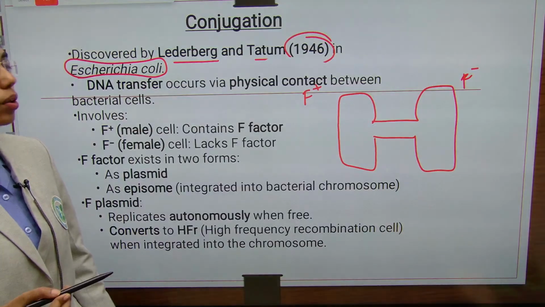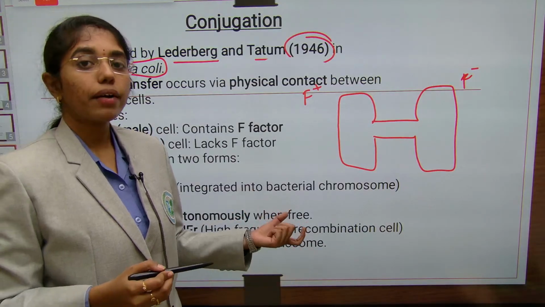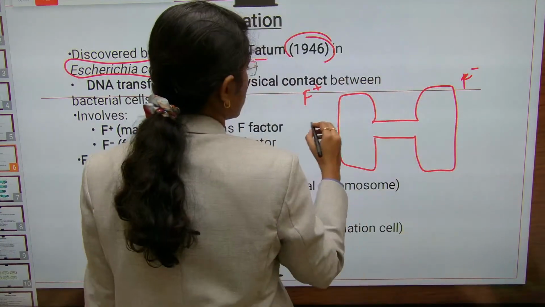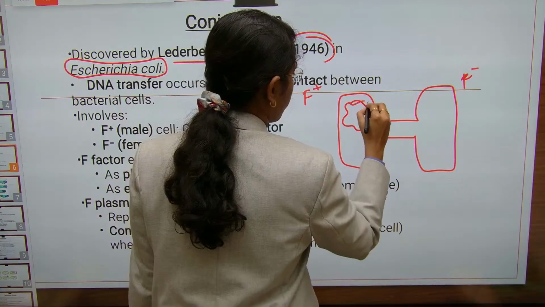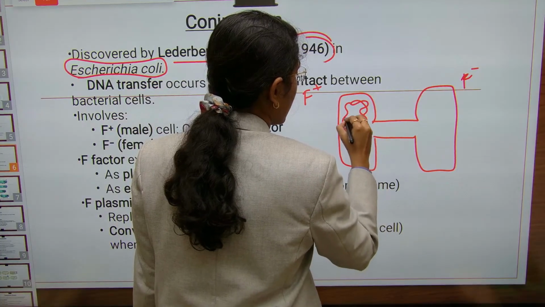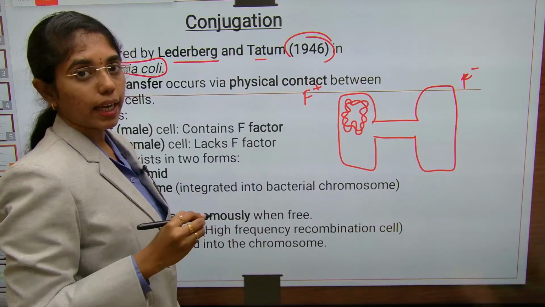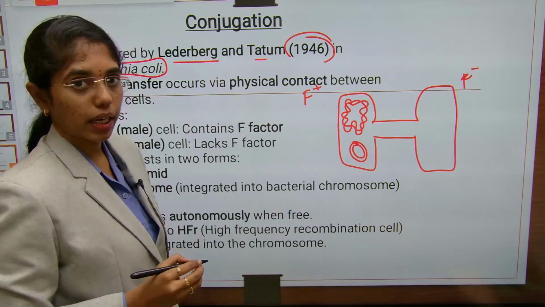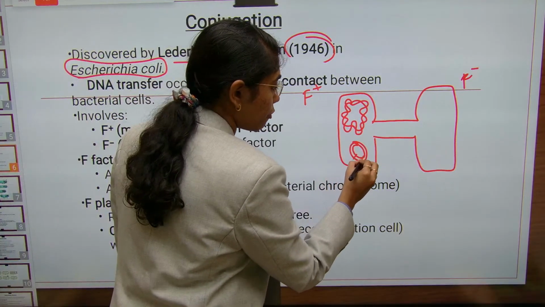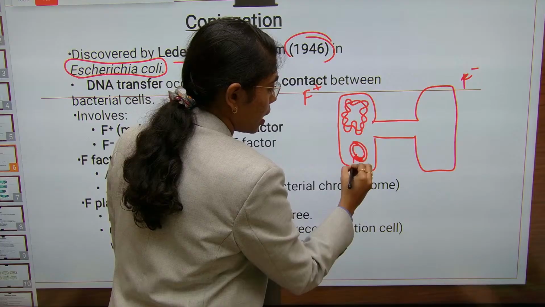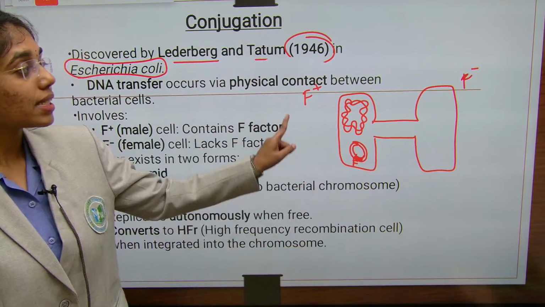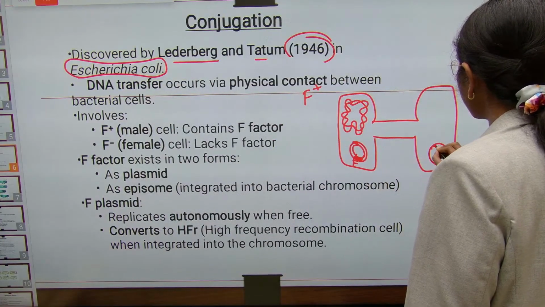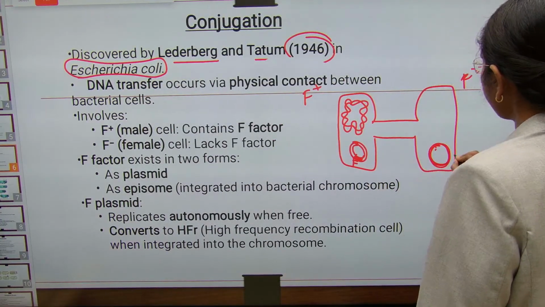When we look into the cell structure of bacteria, we come across two types of genetic material. One is the bacterial chromosome. The other is extra chromosomal DNA or plasmid DNA. If the plasmid DNA has the F factor, it is addressed as F plus strain. If the plasmid DNA does not have the F factor, it is addressed as F minus strain.